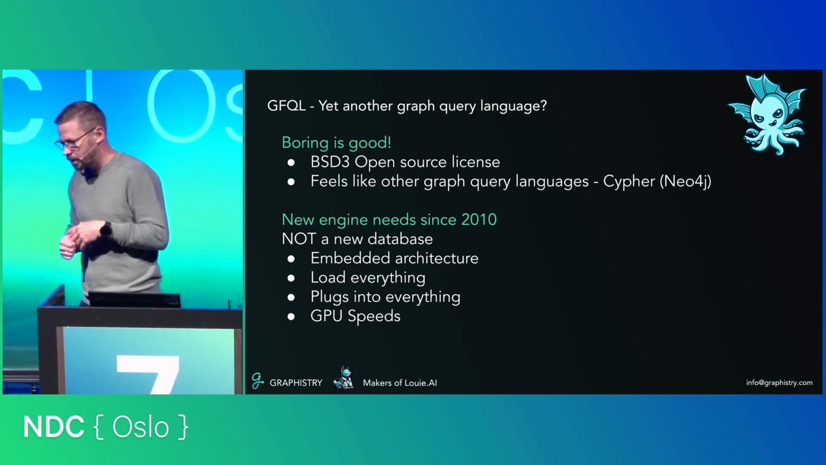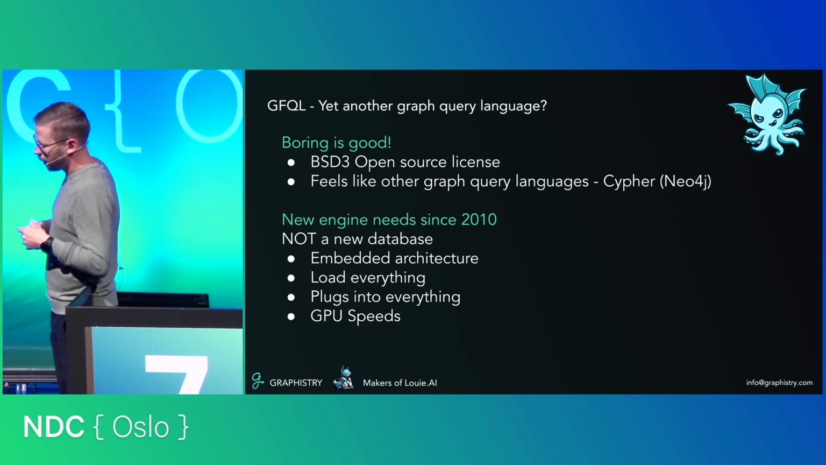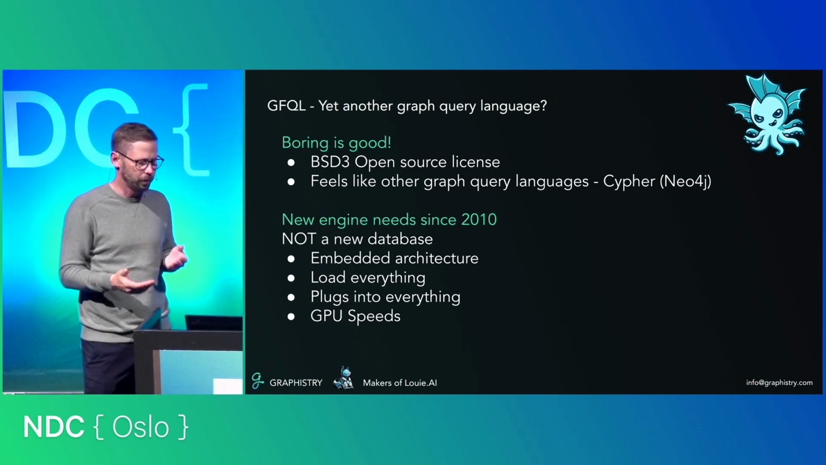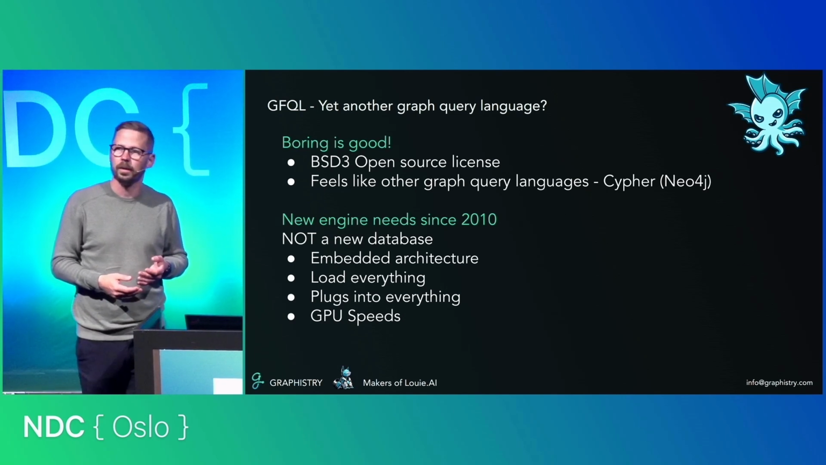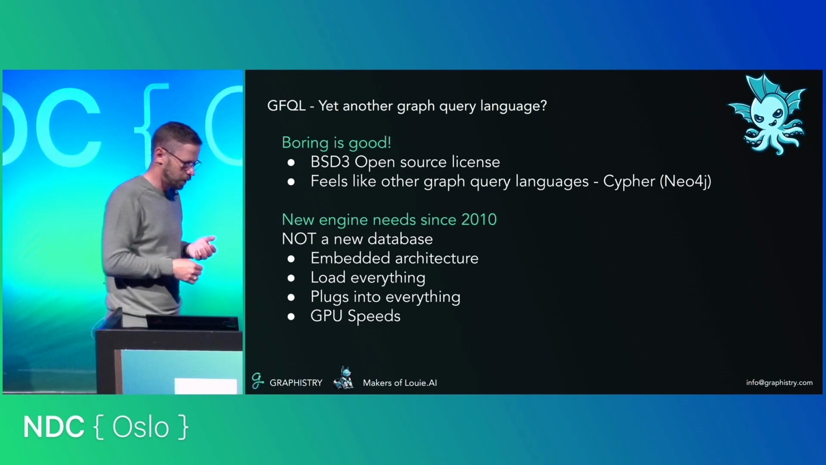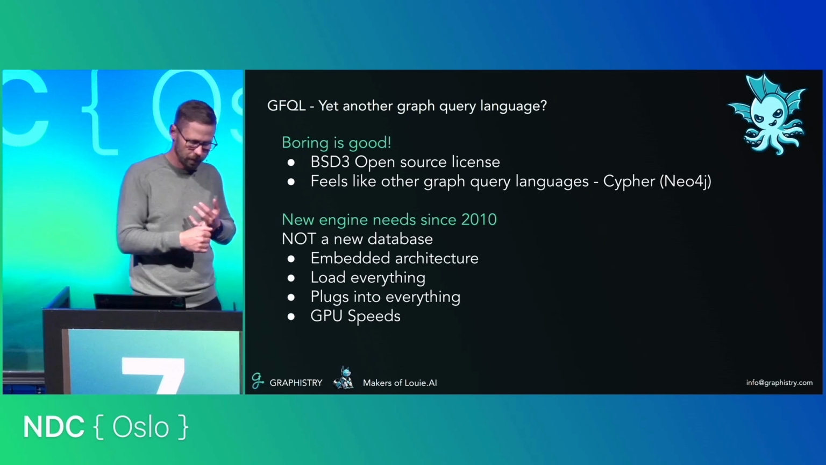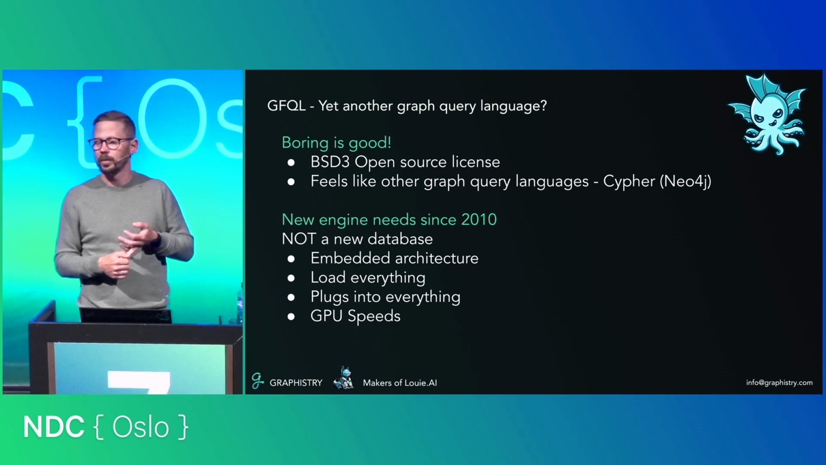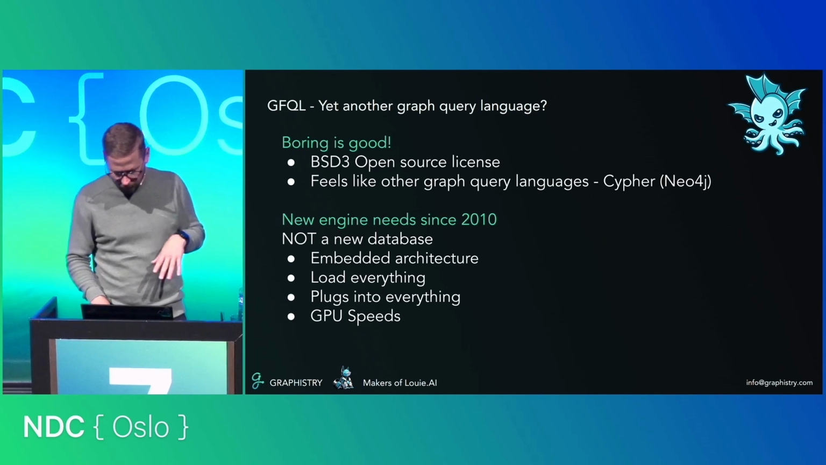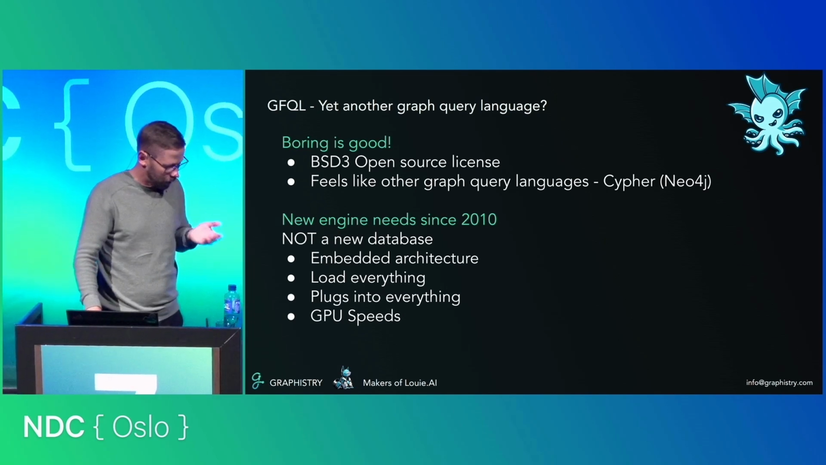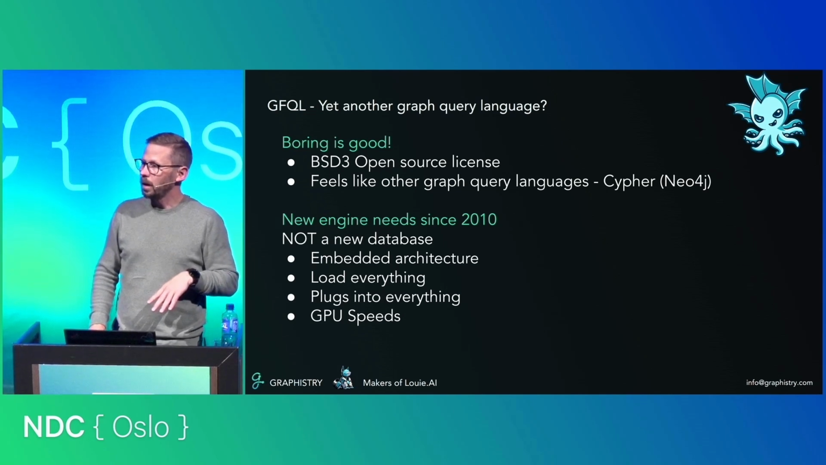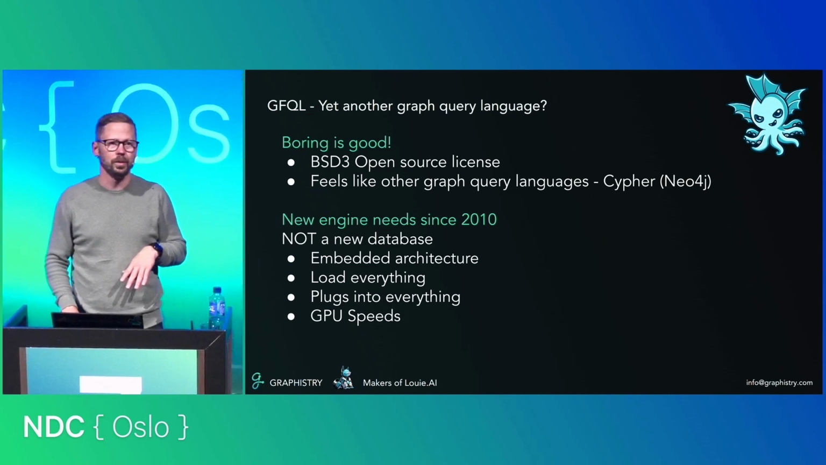So basically, what we think and do is, as long as you can get it in a tabular format, then you can make a graph. And that's where we come in. You can have it basically in an embedded architecture. We sit on top. We can talk to any API, whatever. And we can load it, and you can do it a lot faster because you can do it on GPUs.